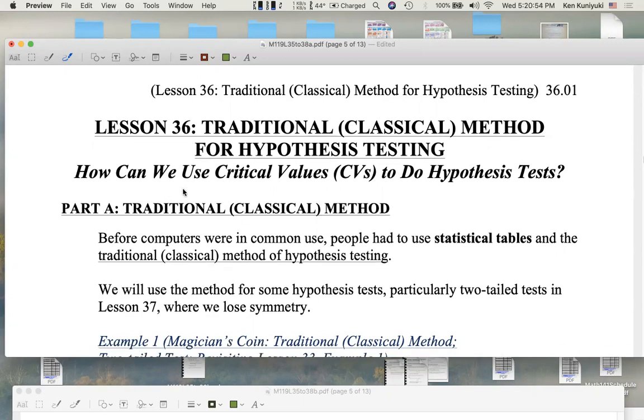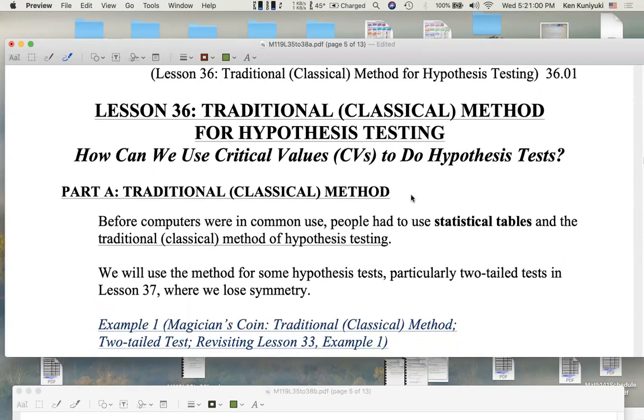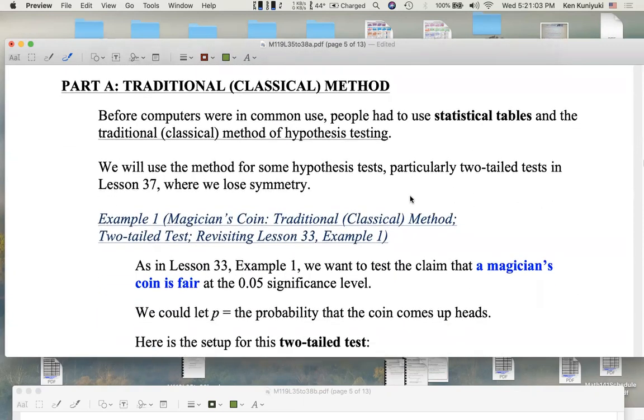Okay, how can we use critical values? Remember those things from confidence intervals to do hypothesis tests? Okay, in the olden days, before computers were in common use, and well before iPhones or cell phones or anything like that, people like me had to use statistical tables and the traditional or classical method of hypothesis testing. Well, you could use the p-value method, or well, I mean, basically, you need a statistical table for any of these methods, right? Whether it's the traditional or classical method, or the p-value method, or the confidence interval method, you need some sort of statistical table.